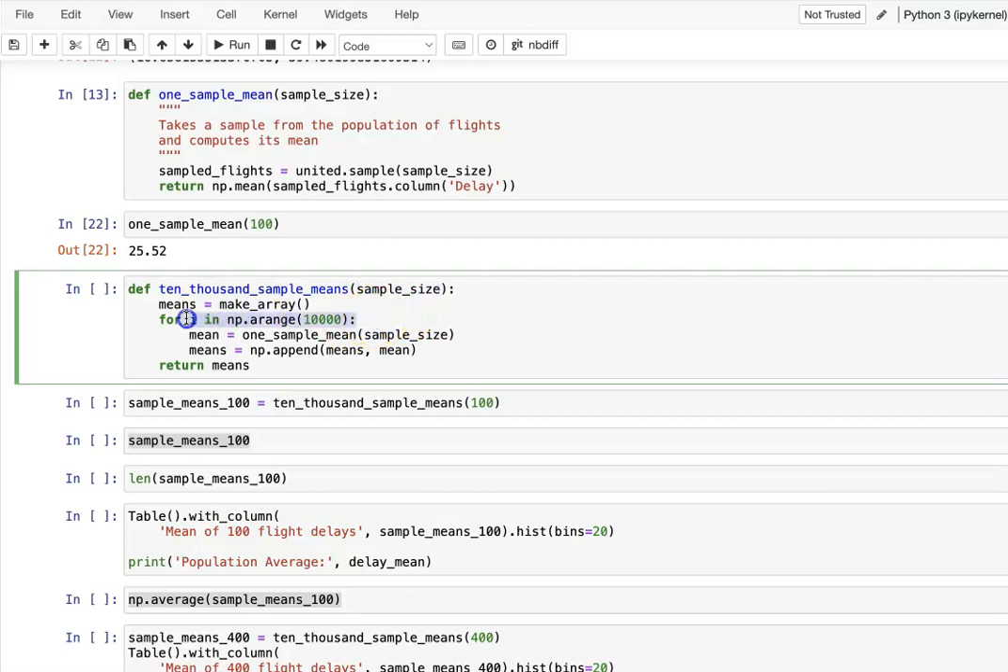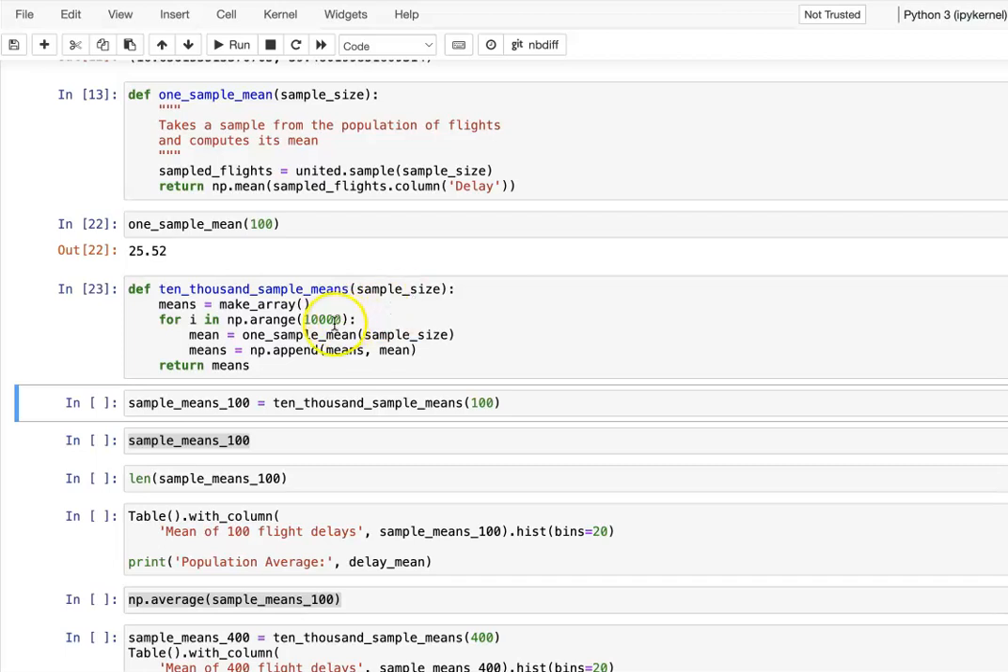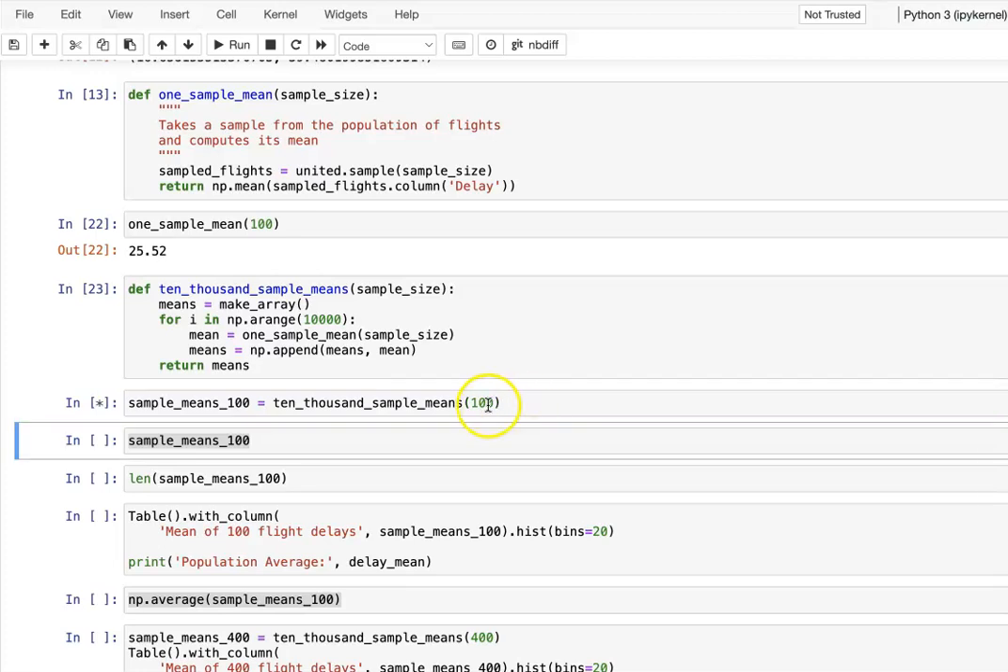So let's do the sampling 10,000 times. Each time we have new data, a new mean, so we add it to our array. After we finish this function, we will have 10,000 sample means. We pass in a sample size of 100, so each sample mean is computed from 100 values.